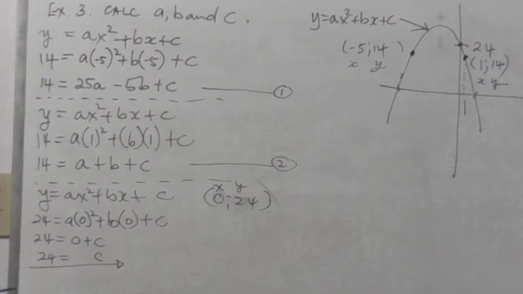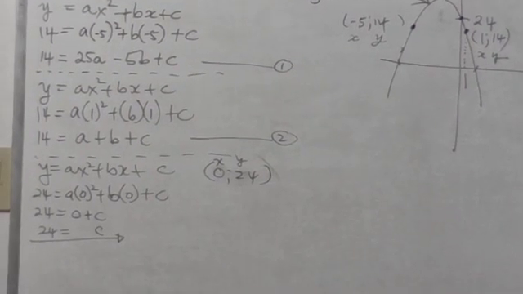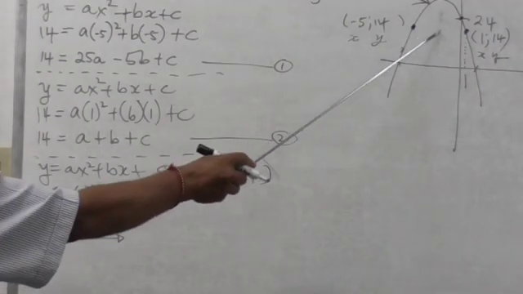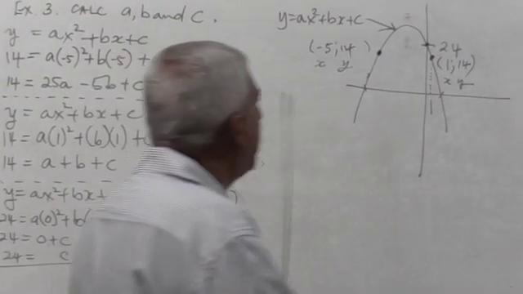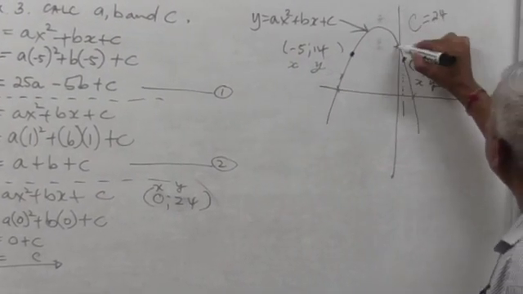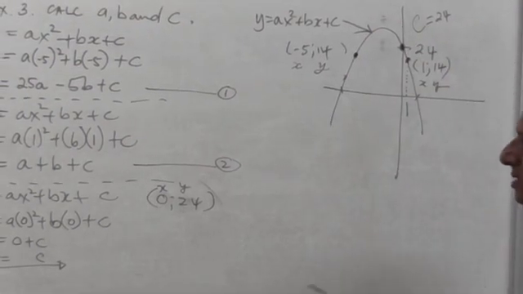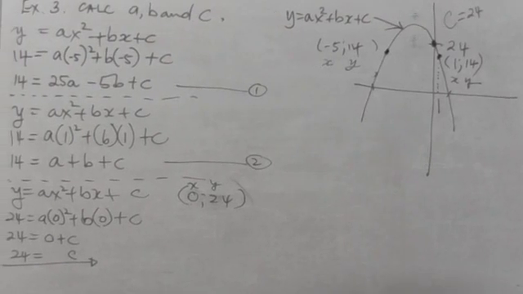So you've already solved for c. c is 24. And anyway, you didn't have to do all this working. By inspection, you could have said right in the beginning that c is 24 because you can see that the y-intercept is 24. But we just did that for practice, and it makes life easier.